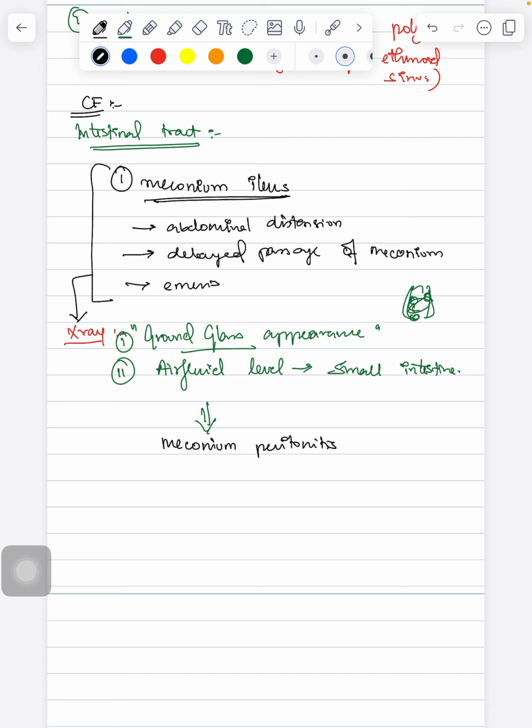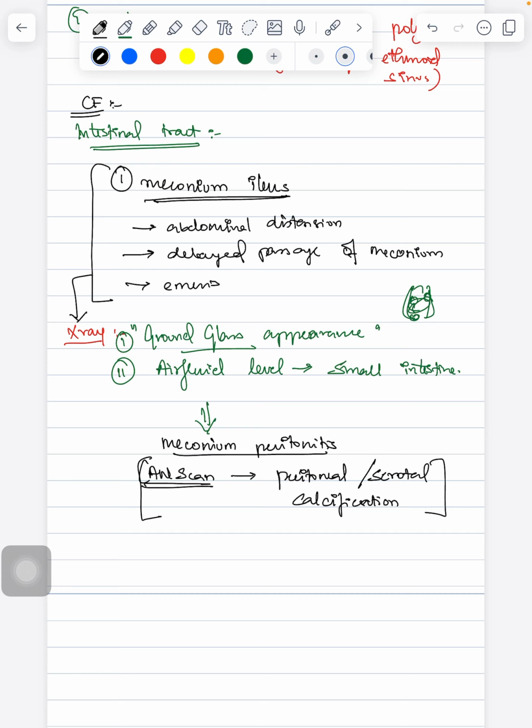Meconium peritonitis, suppose if it is happening in the fetus, that is in utero, what will be your antenatal scan finding? In antenatal scan, you will see peritoneal calcification or scrotal calcification. So you can see peritoneal or scrotal calcification if the child or the fetus has a meconium peritonitis.